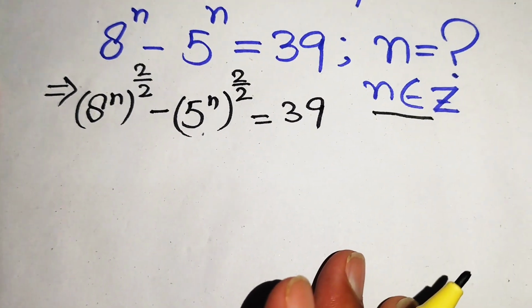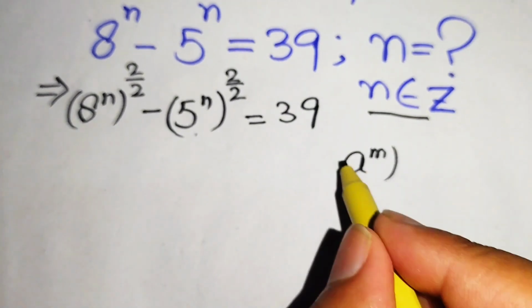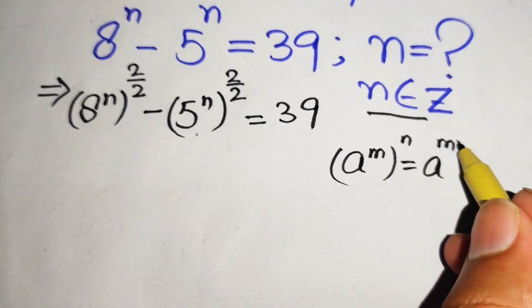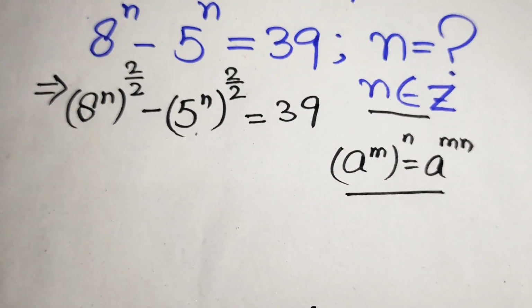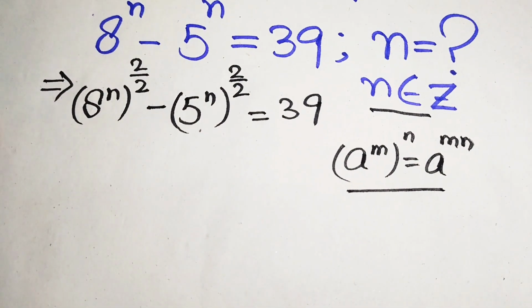And after that we use the nice exponential law. You know about this law. We have a to the power of m to the power of n, it is equal to a to the power of m times n. So now we use this nice exponential law in the left hand side of this equation.